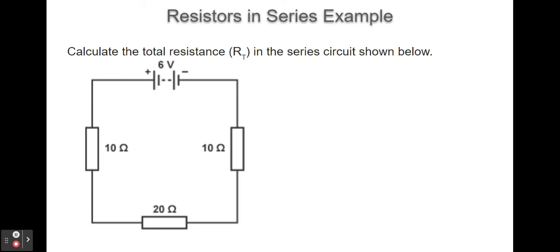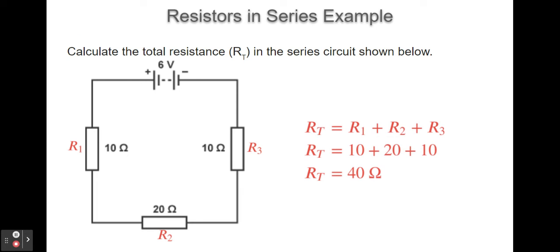So for example, here we've got a circuit with two 10 ohm resistors and a 20 ohm resistor, so we can work out the total resistance by adding up the resistors R1, R2 and R3, and we get 10 plus 20 plus 10, which is 40 ohms.